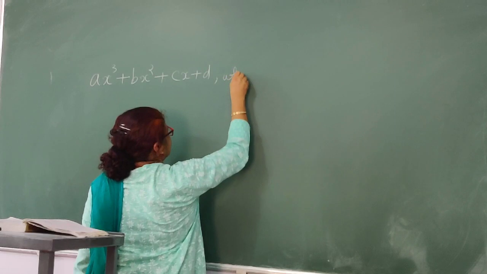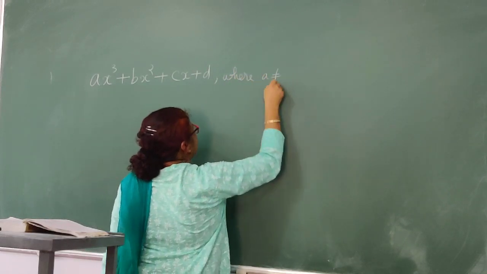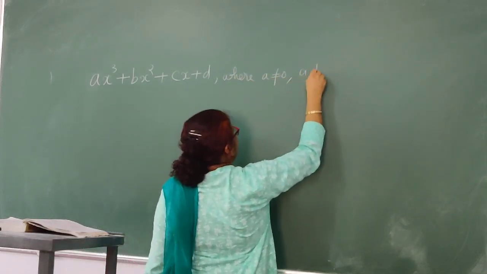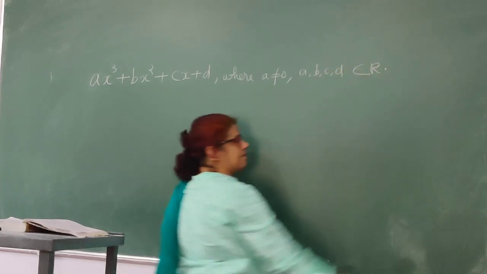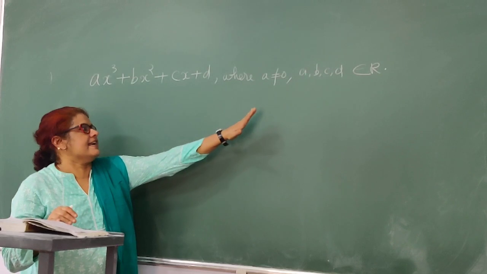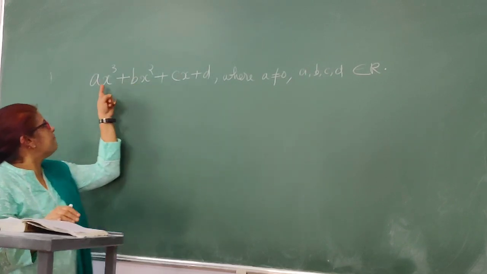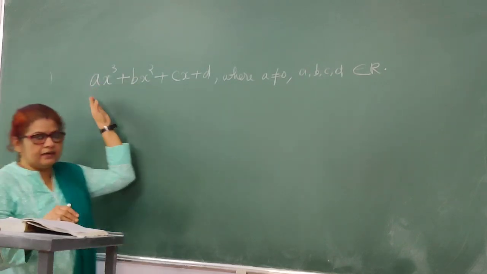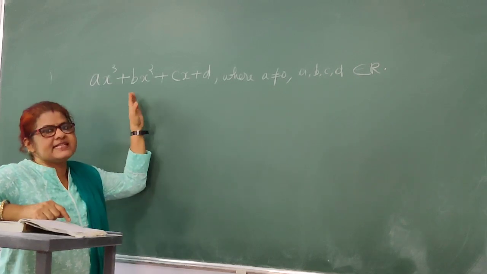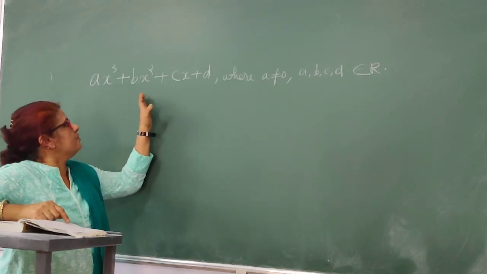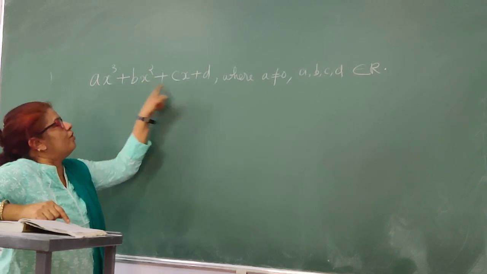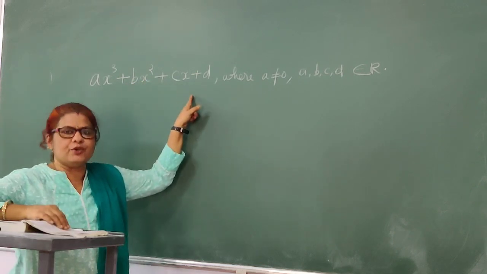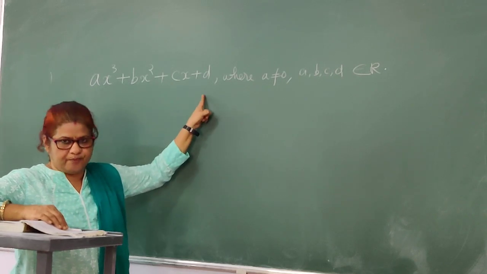where a is not equal to 0, and a, b, c, d are real numbers. The coefficients are real numbers and the first coefficient a should not be 0. That is the condition for this polynomial to be a cubic polynomial. This is the standard form.